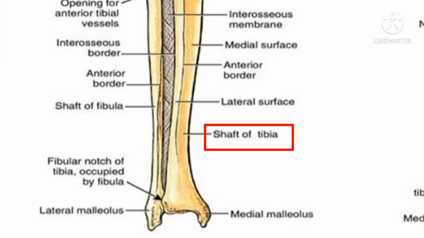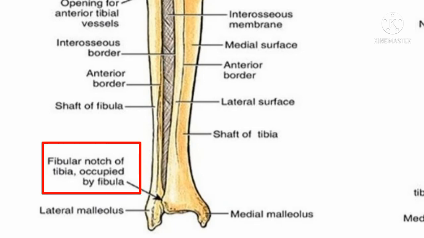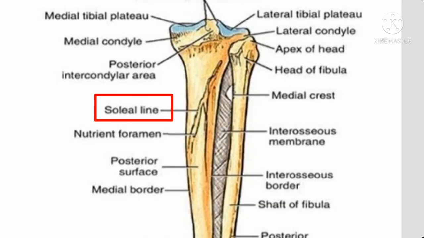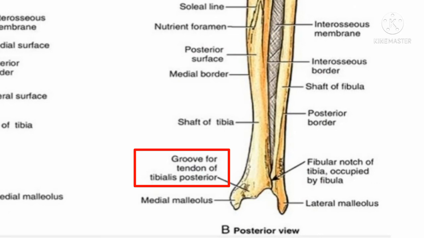This is the shaft of tibia. This is the medial malleolus. This is the fibular notch of tibia occupied by fibula. This is the posterior intercondylar area. This is the soleal line. This is the nutrient foramen. This is the posterior surface. This is the groove for the tendon of tibialis posterior.